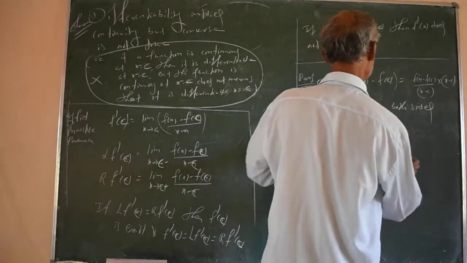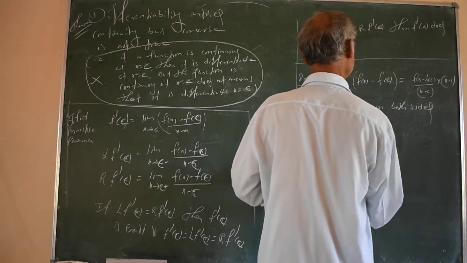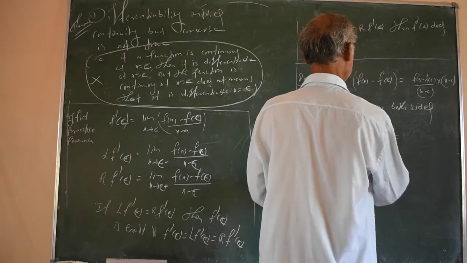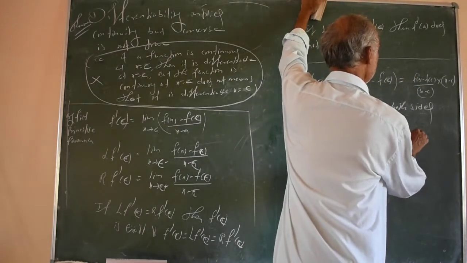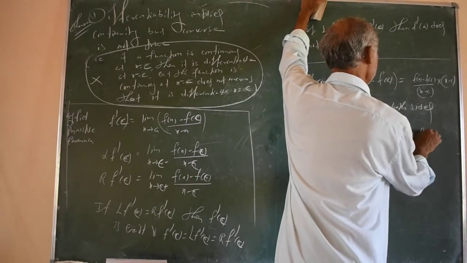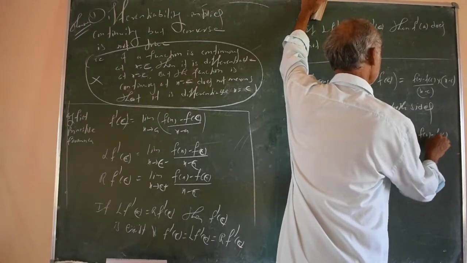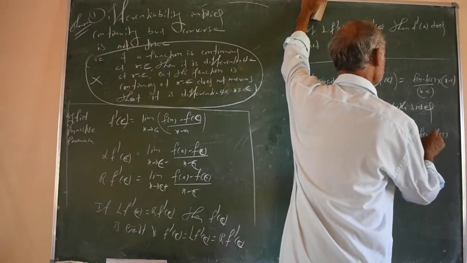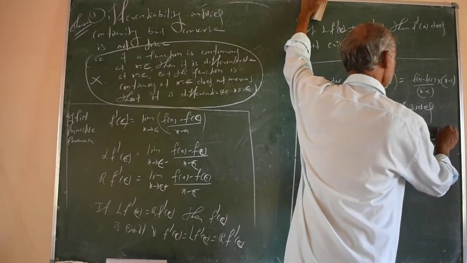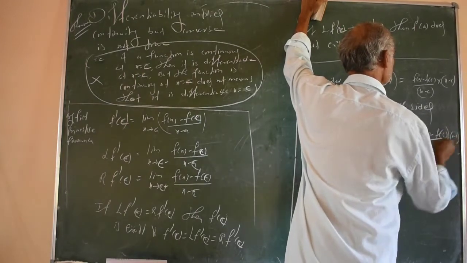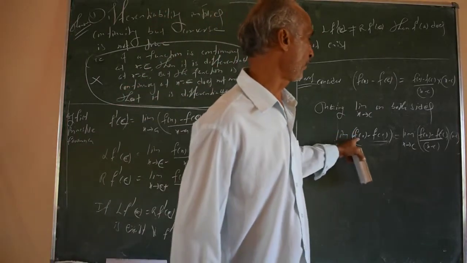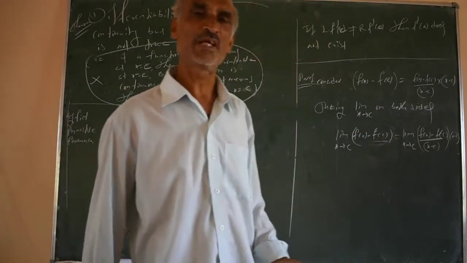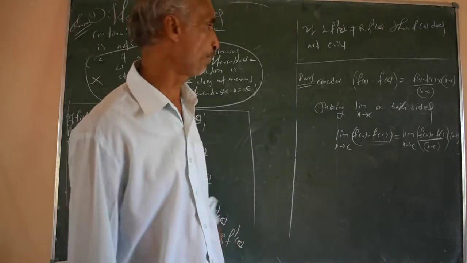Sorry, f of x minus f of C is equal to the limit taken at this spot as well as this spot: limit x tends to C, f of x minus f of C upon x minus C, into x minus C. Okay. Now limit of f of x minus f of C is limit f of x minus limit f of C. Limit can be taken to both the parts.